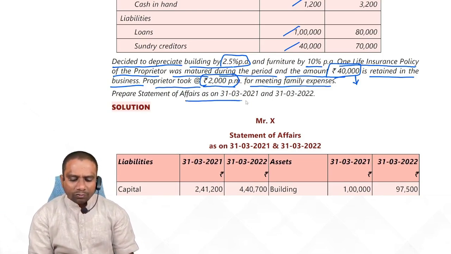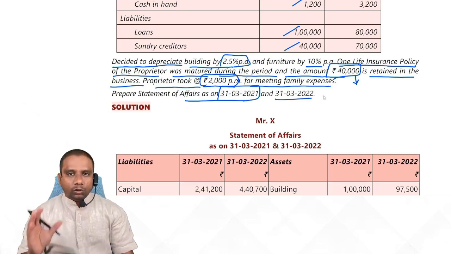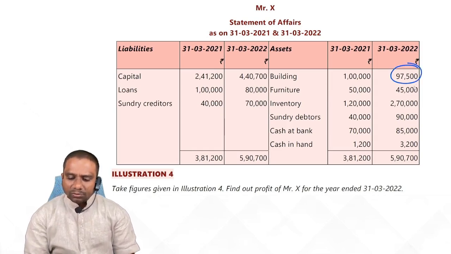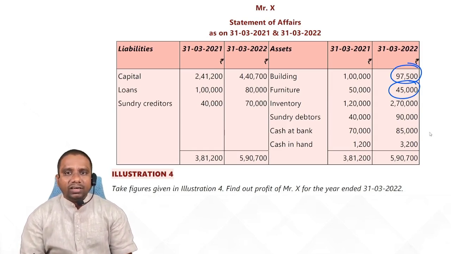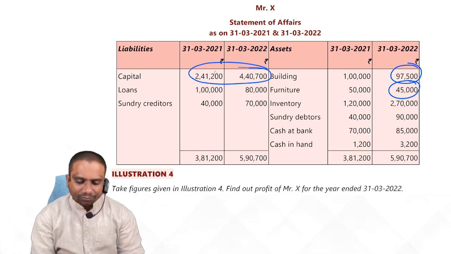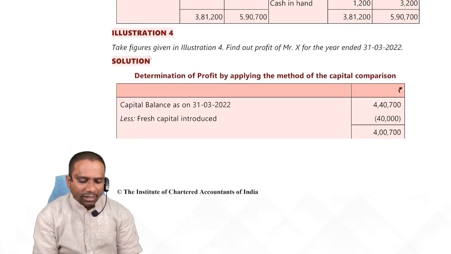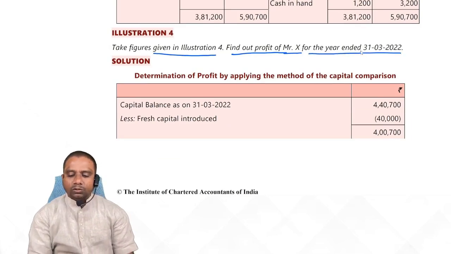So prepare the statement of affairs as on 31st March 2021 and 31st March 2022. Simple, students, look at whatever assets and liabilities information we have, with that prepare this statement of affairs like this. The important concept here is building. After depreciation, building we have to consider 97,500, and furniture also. Is it clear? So these are the closing capitals. That's it. Next one, look at illustration 4. Take figures given in illustration 3. Find out profit of Mr. X for the year ended 31st March 2022.